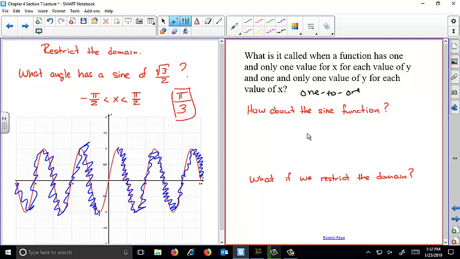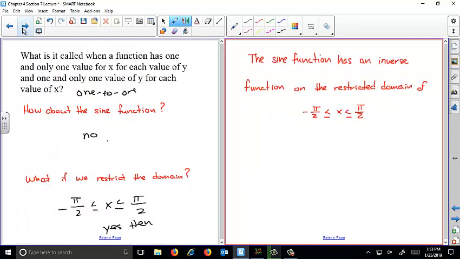How about the sine function? No, the sine function is not. But if we restrict the domain to the values between negative pi over 2 and positive pi over 2, then it is. So we can say yes then. The sine function does have an inverse function on the restricted domain from negative pi over 2 to positive pi over 2.